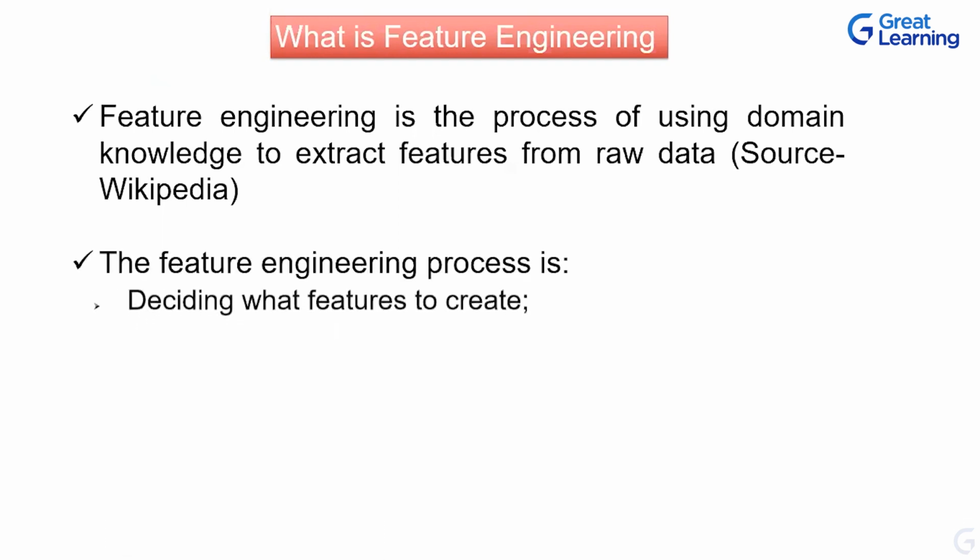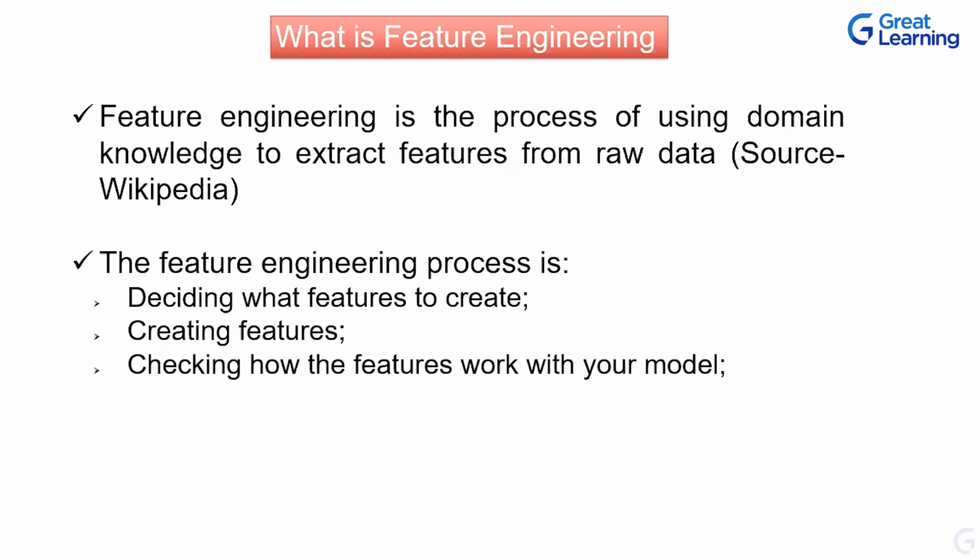So what is the process? Based on the domain understanding, the first and foremost thing we have to do is decide which features we need to create. Then we create those features. Now, the third step is checking how the feature works for your model. In an ideal scenario, we create one feature and look at the impact of that feature on the model performance. If the performance has worked well, then we keep that feature before we create a second feature. Otherwise, we delete that feature and create a new one.